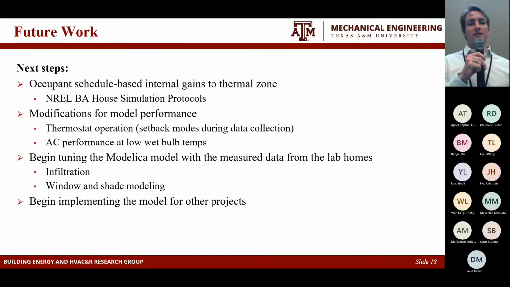And then once we get to that point, we want to start to tune our Modelica model so that we can actually use this model in simulation, before we go and implement our research into the experimental test bed, so that we can bridge that gap and verify this.